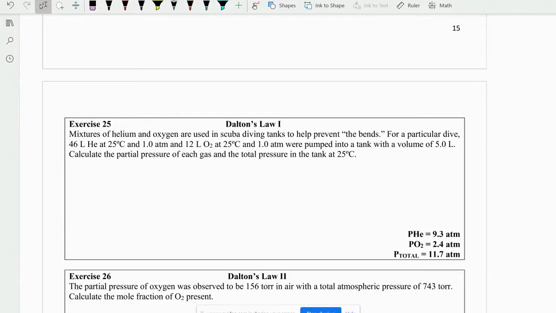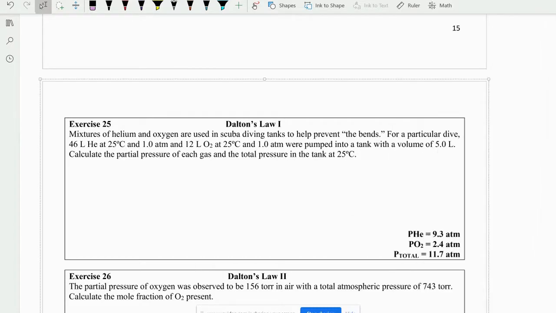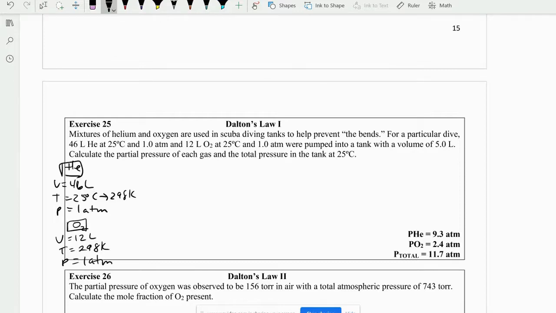So you're going to think about this in a couple different steps. Again, I encourage you to try to work some of these problems on your own. Come back and check your answers. Now, let's write our givens. That might help you here. Okay, so right now we've been given some information about helium and oxygen, the two gases that they're going to add to the scuba tank.